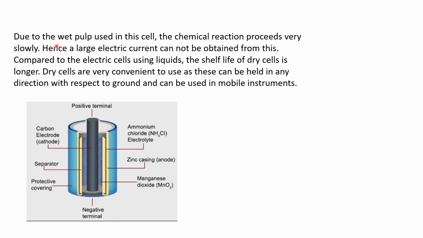Due to the wet pulp used in this cell, the chemical reaction proceeds very slowly. Zinc chloride and ammonium chloride are in wet form, and because of that, the reaction takes place slowly. Hence, a large electric current cannot be obtained from this. The chemical reaction is slow, therefore a large current cannot be obtained.